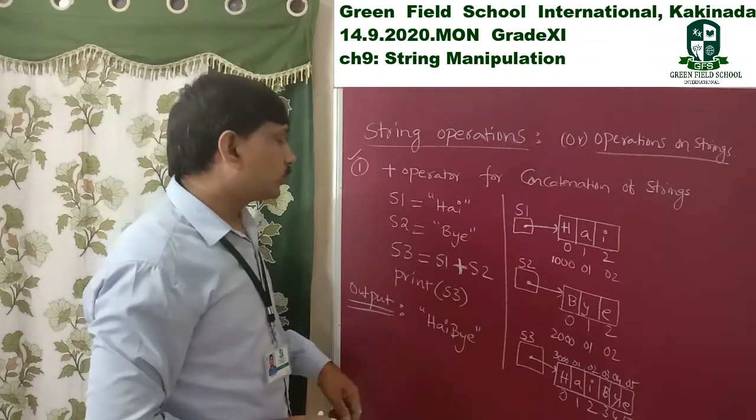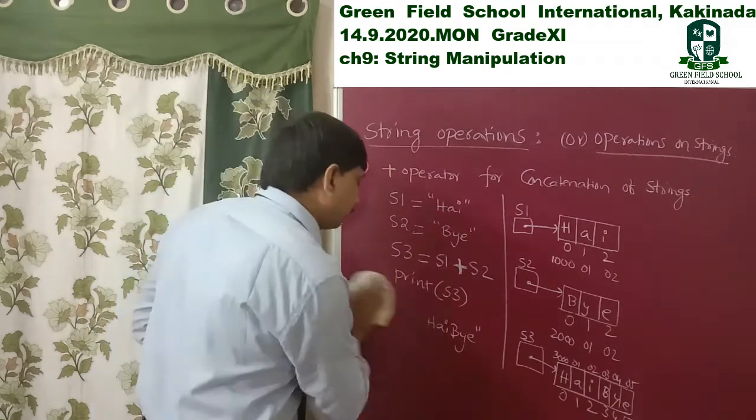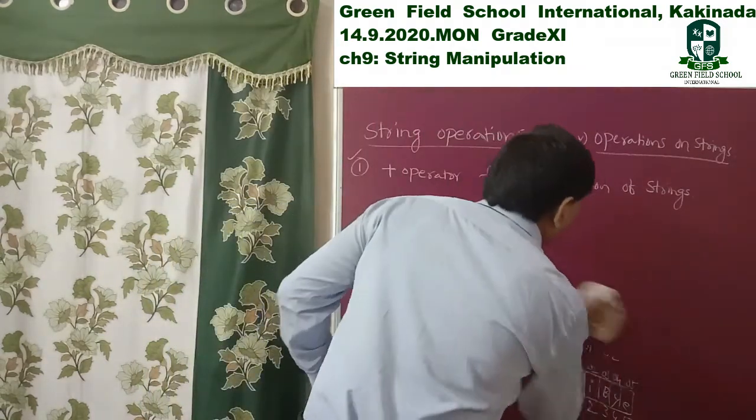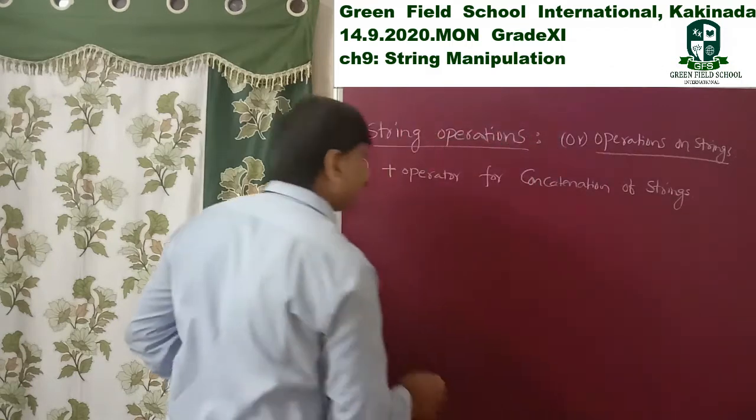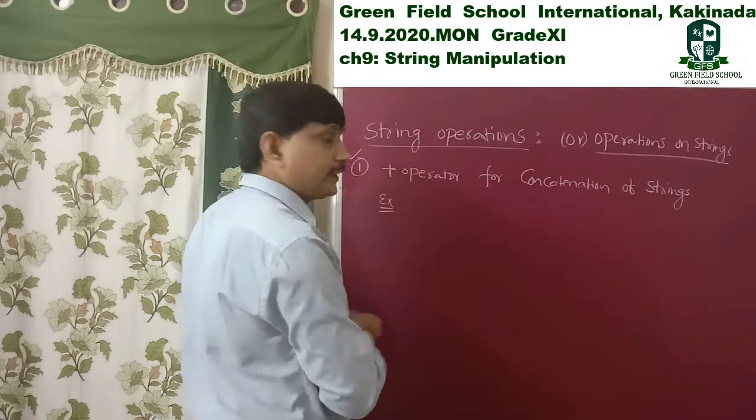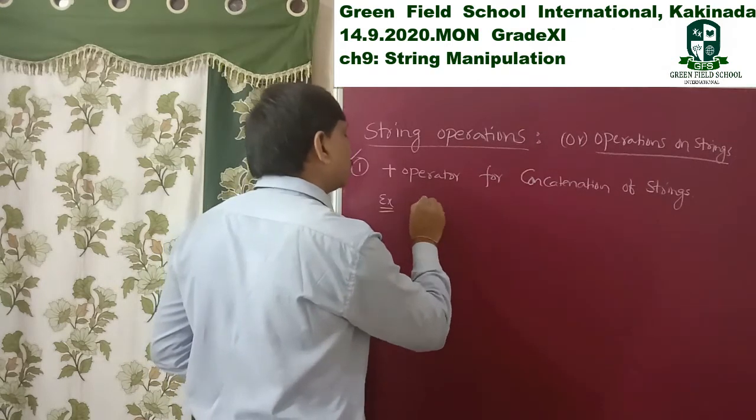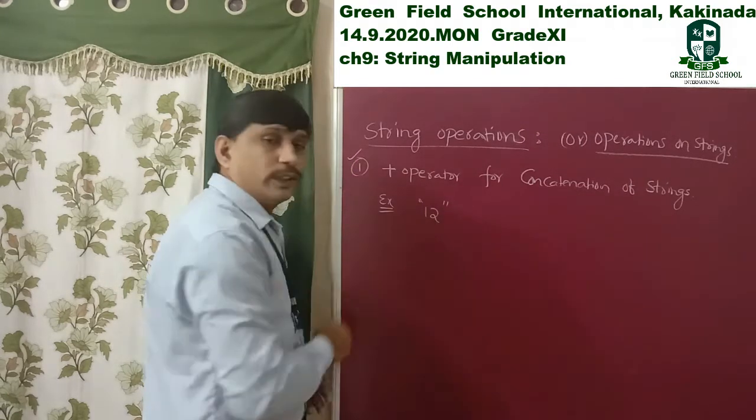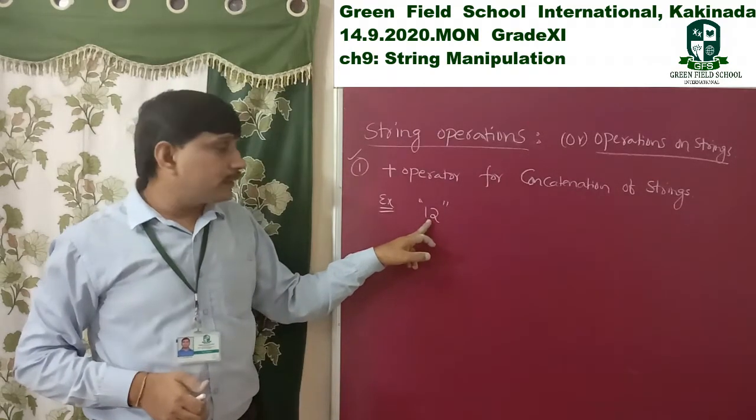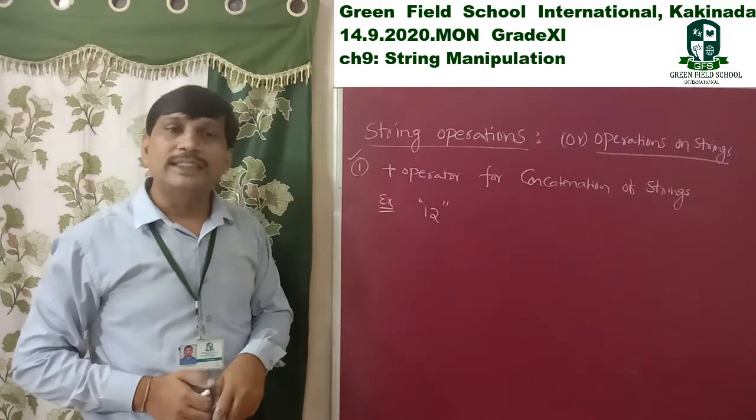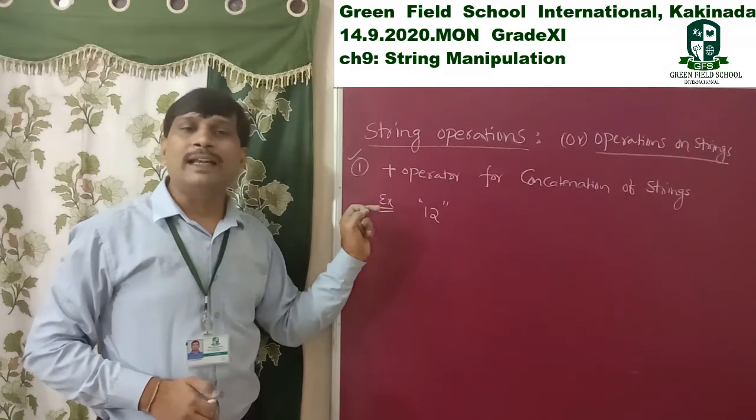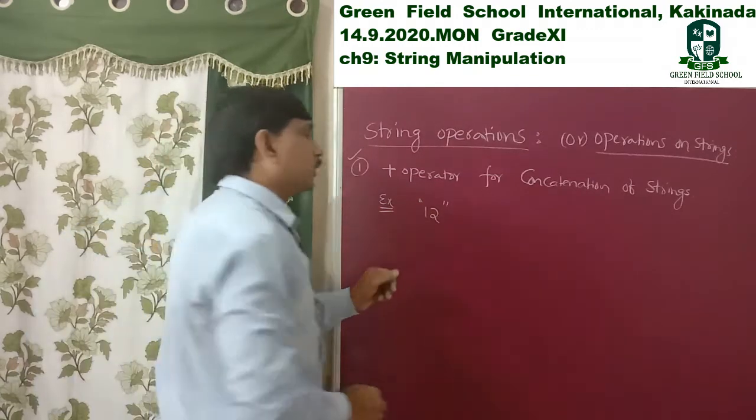Suppose I take one example. For concatenation, some caching is required. See, this one is 1, 2. This string is "1, 2". Here it is not the number 12. I place 12 in double quotes, that's why it is the characters 1, 2, not 12.